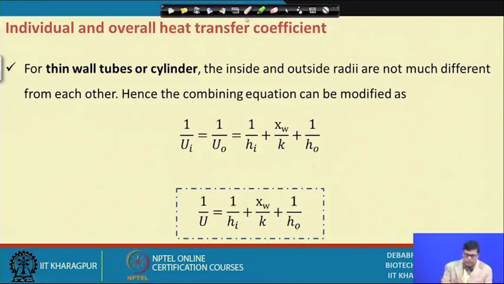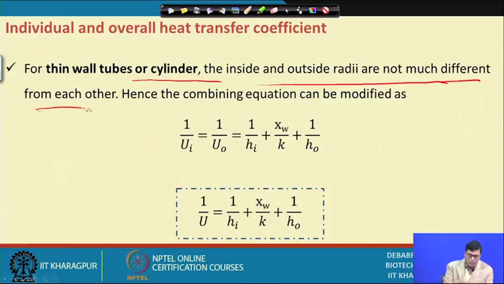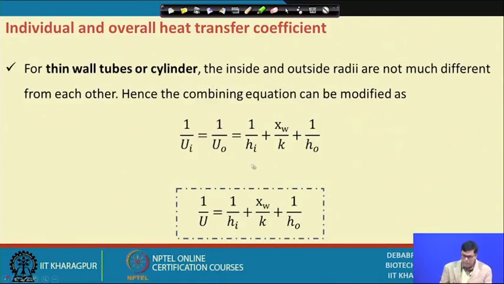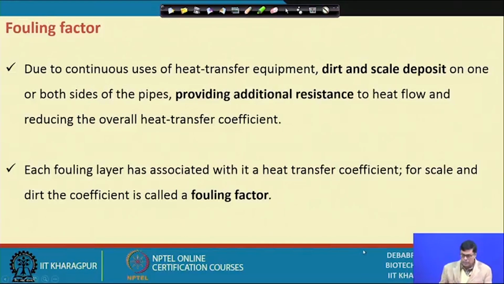This is for thin tubes or cylinders, where the inside and outside radii are not much different from each other, and hence a combined equation is possible. So, previously this equation was our equation. Now, we consider that these are more or less the same, not changing. Then we can write this equation in this form.